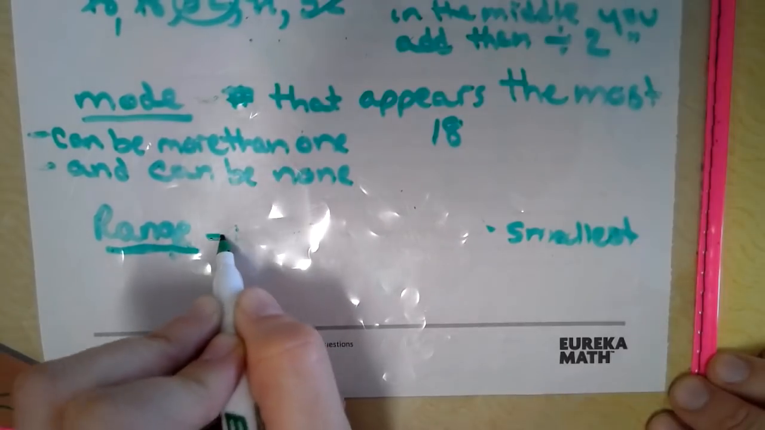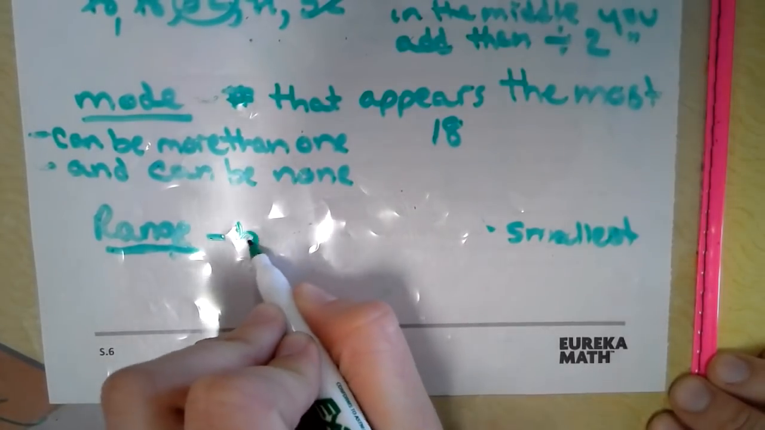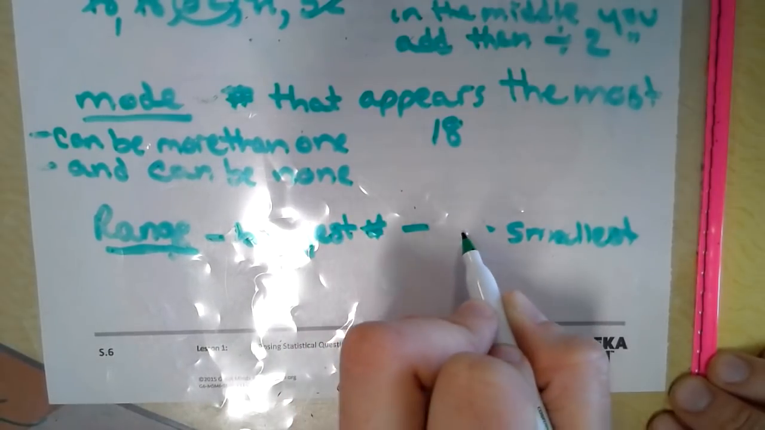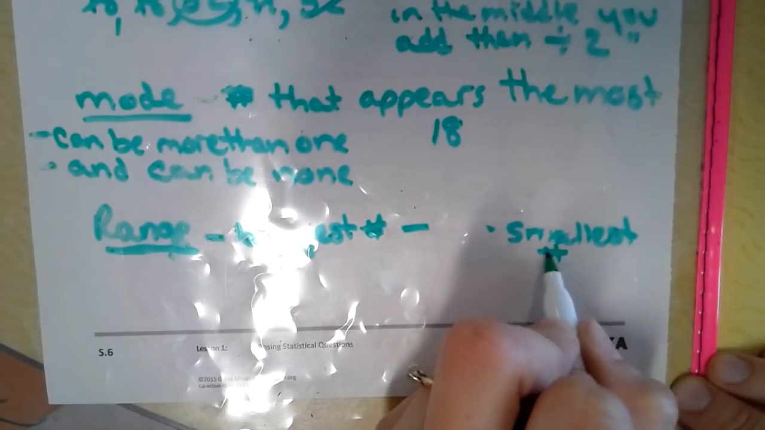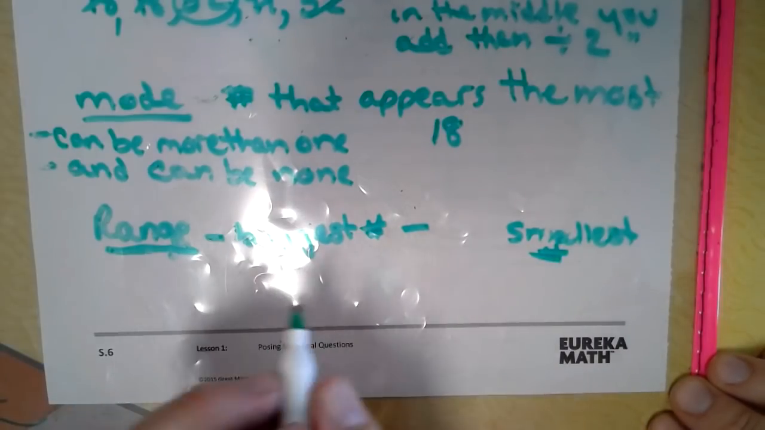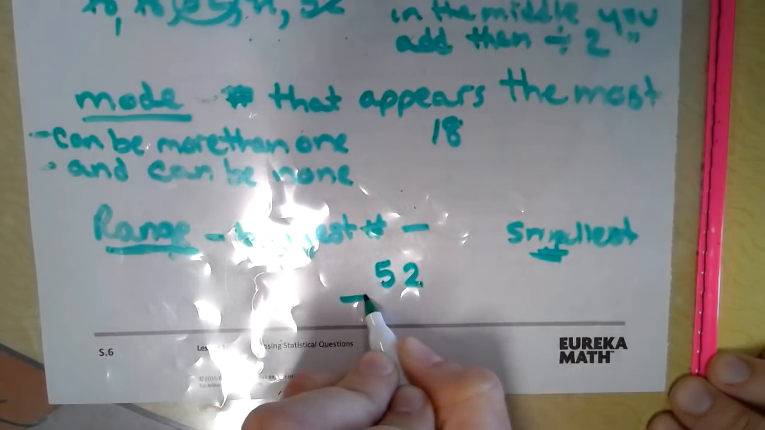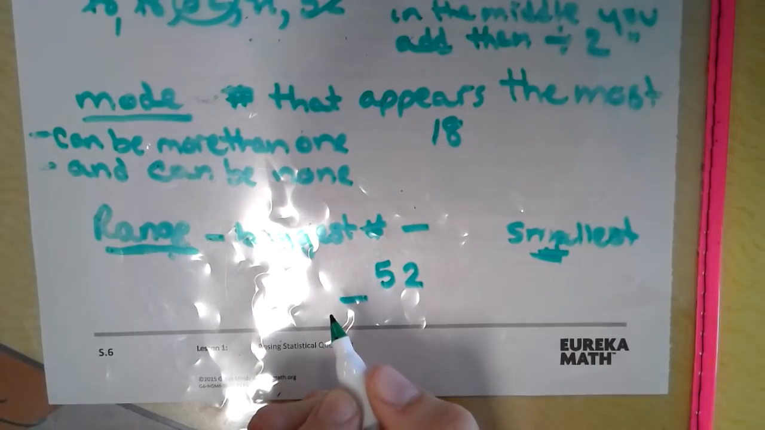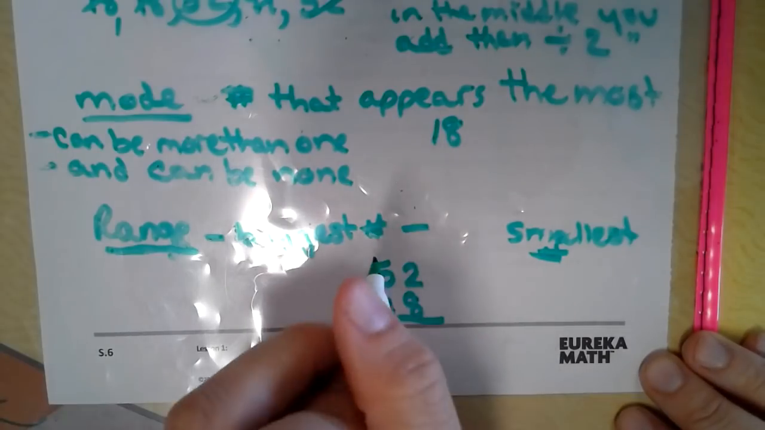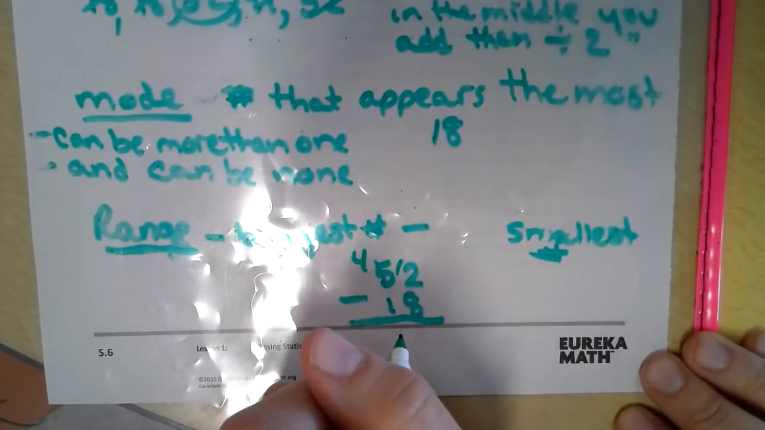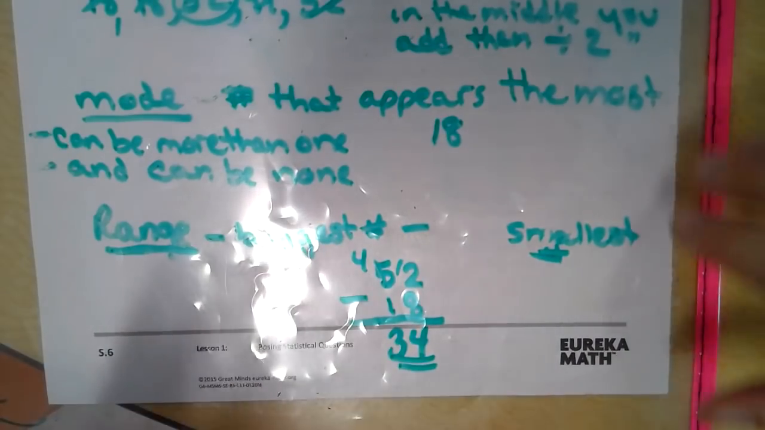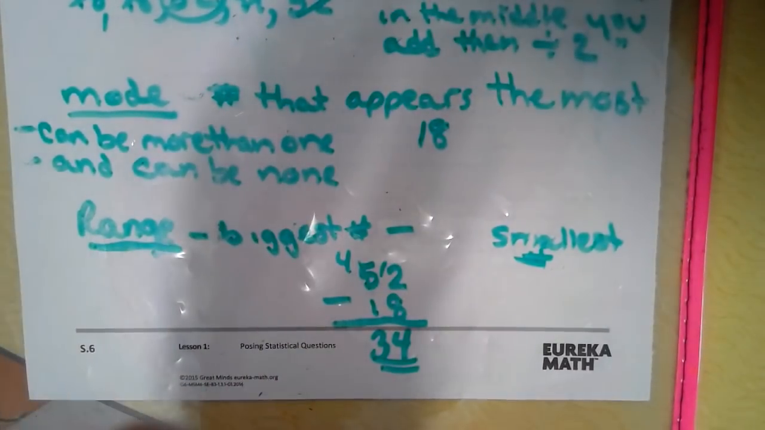So remember, this is just a quick refresh. Range is the biggest number subtract the smallest number, okay? So biggest minus smallest. Our biggest number was the 52, and our smallest number was the 18. So when we subtract those 2, we get 34. So our range is 34. Range is always big minus little, okay? So the big number minus the little number.